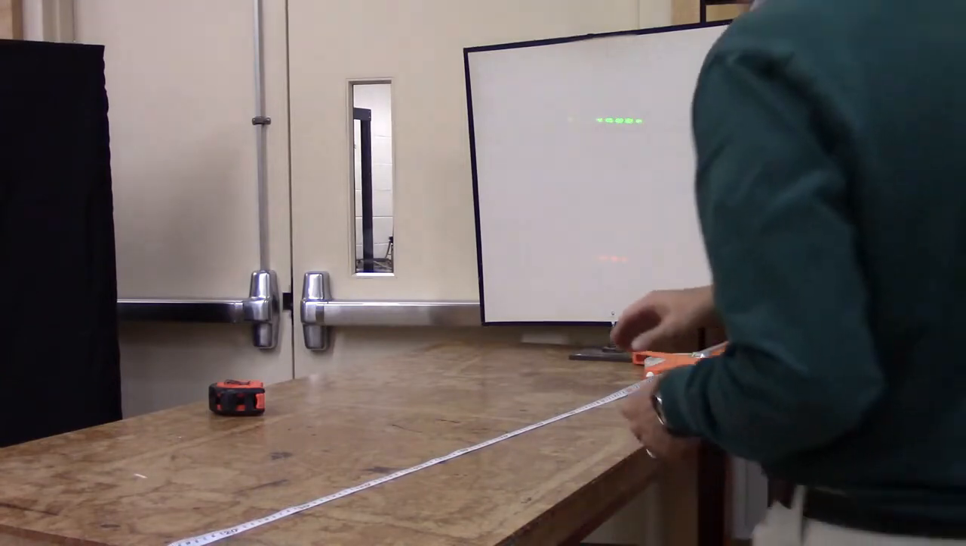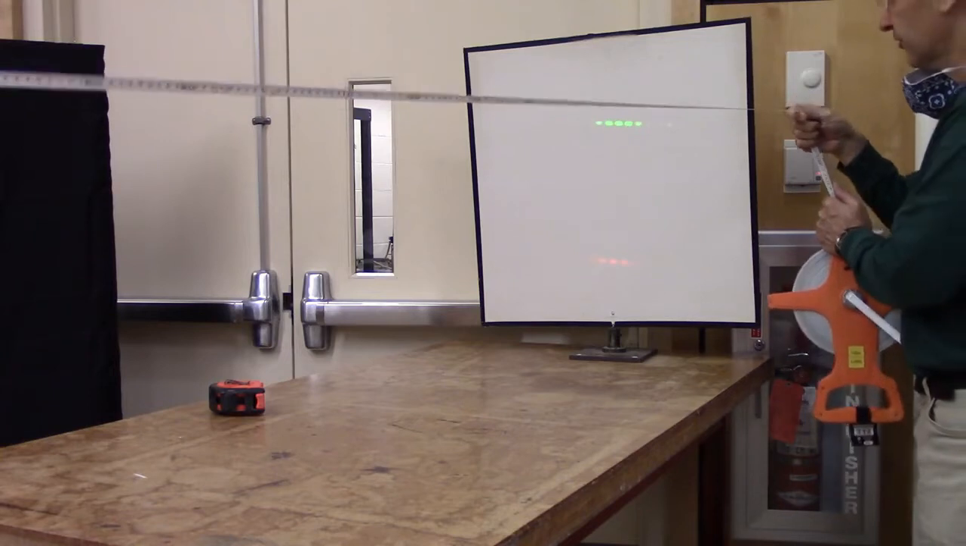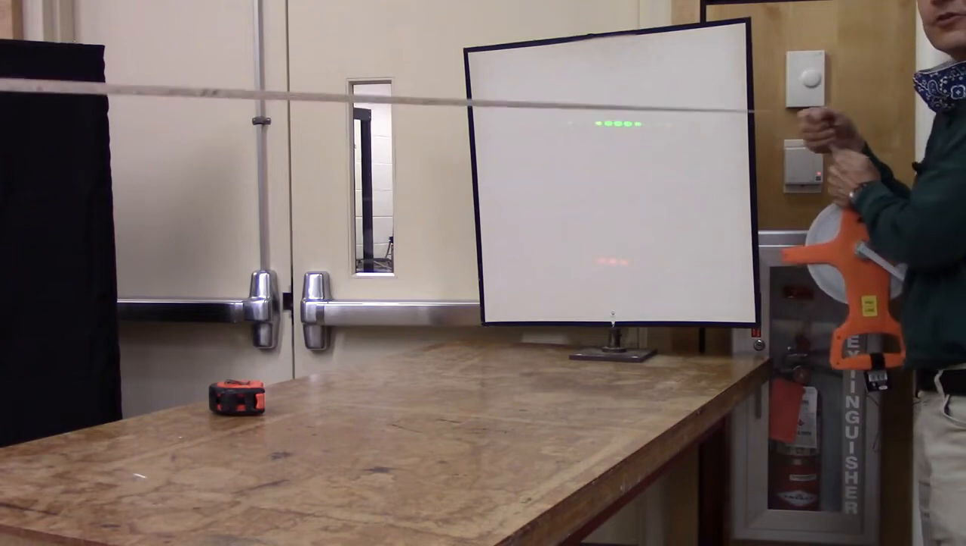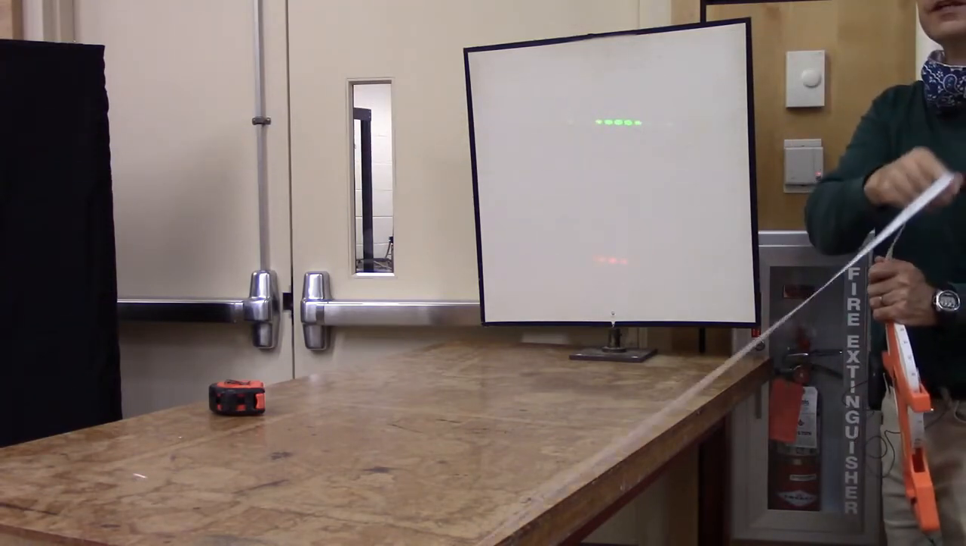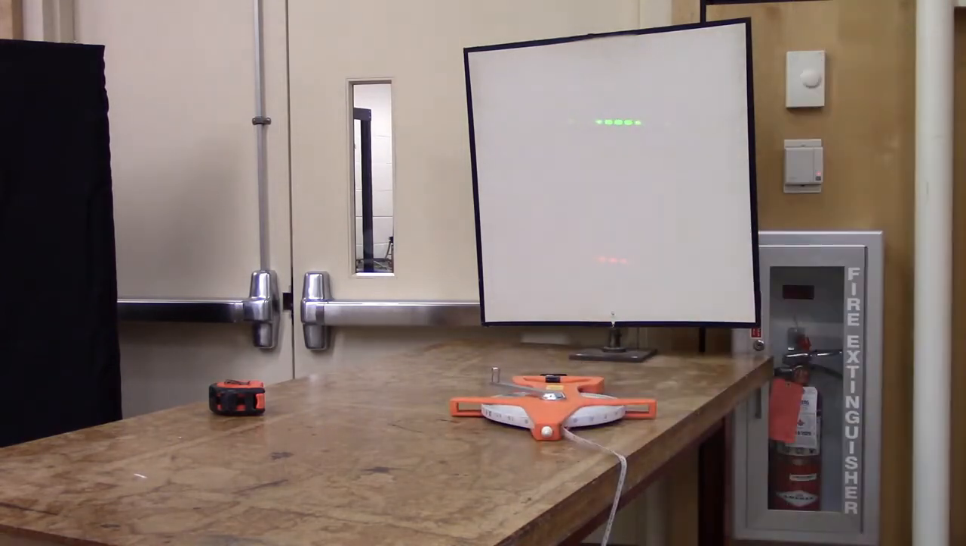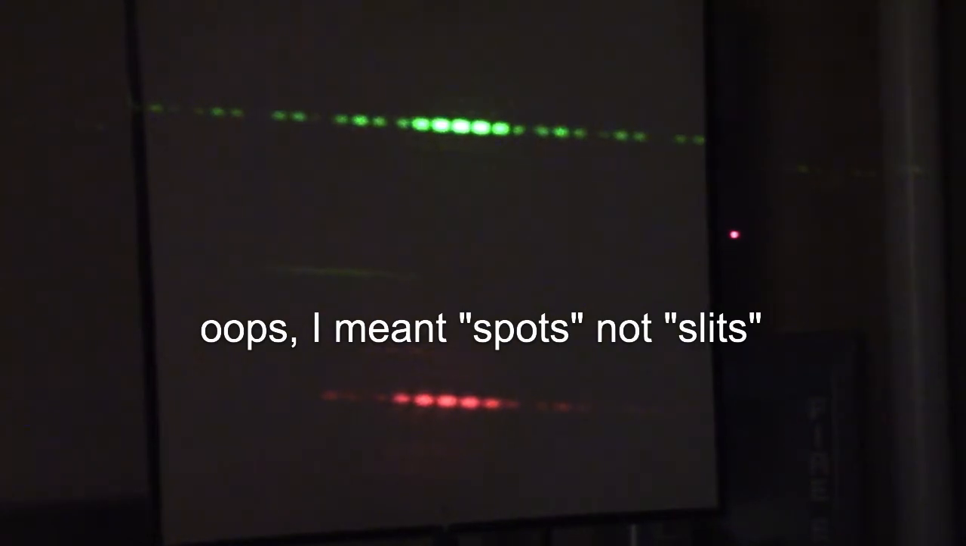So if I pull this tape measure taut, attached right next to the diffraction gratings, I measure about 9.16 meters. So from the diffraction grating, where the slits are, to the screen is about 9.16 meters. The slits are 0.250 millimeters apart. You can see the slits on the screen. There are the green slits, and there are the red slits. And maybe you can tell that the red slits are spaced a little farther apart than the green slits.